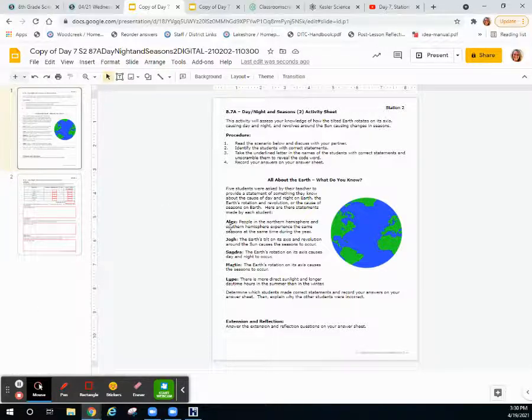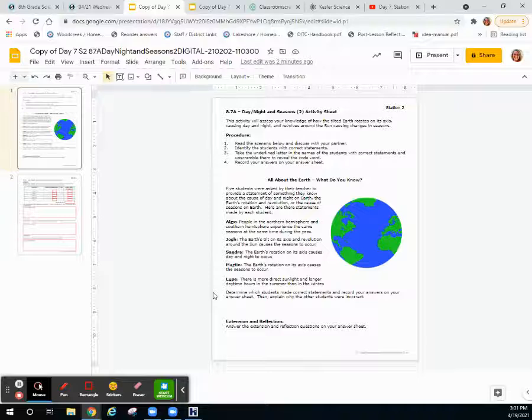So if we look at the names of each of these scenarios, we can see that the E in Alex, the S in Josh, the N in Sandra, the R in Martin, and the U in Lupe are all underlined. So that's going to help us with our code word. Okay, so it says 5 students were asked by their teacher to provide a statement of something they know about the cause of day and night on Earth, the Earth's rotation and revolution, or the cause of seasons on Earth. Here are the statements made by each student. So we need to identify which students are correct.